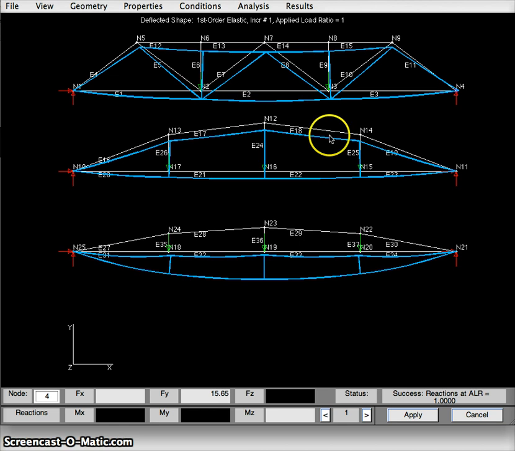Once you've completed all of these activities, you now have enough data to make meaningful comparisons between the performance of these three bridges.